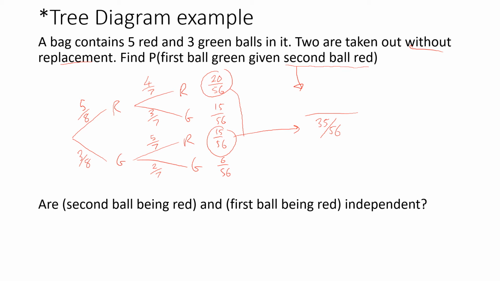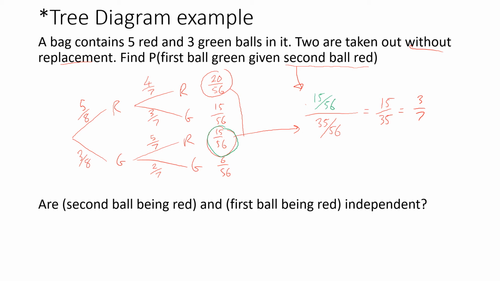Now, on the top of that, we want to have what fraction of those cases were just where the first ball was green and the second ball was red, and that's just this one here. So we're going to have our 15 out of 56 there. If we actually do that division, we'll end up with 15 out of 35, or you can simplify that to 3/7.